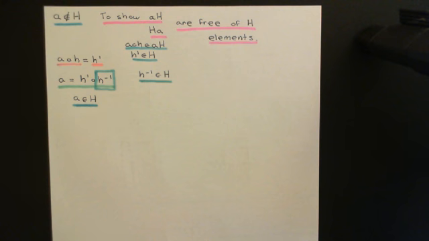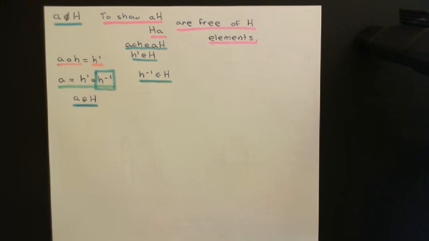So when you pick a little a that is outside of capital H and you generate this left coset of H under a, you must end up with a set of elements that are all outside of the subgroup capital H. They're in the group capital G, but they're outside of the subgroup capital H.